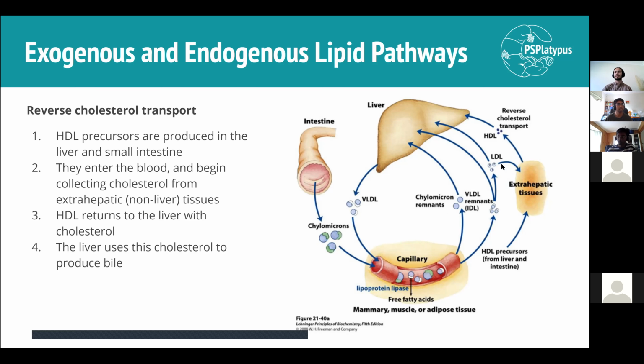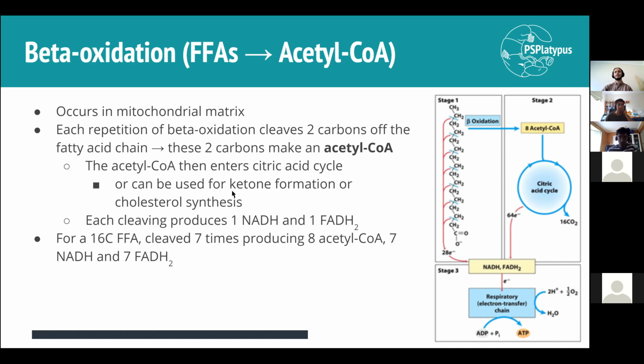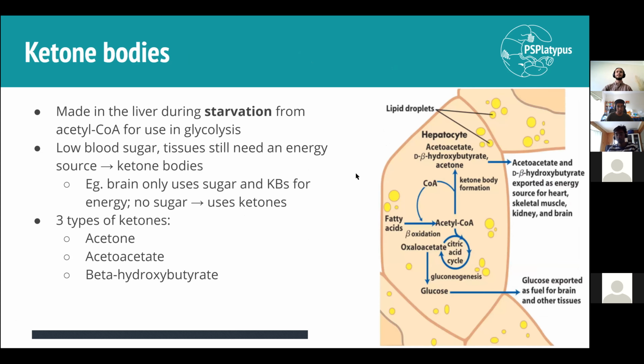So for a 16 carbon free fatty acid, you cleave it 7 times, you get 8 acetyl-CoA, because 16 cut into parts of 2 gives you 8 acetyl-CoA, and you'll also get 7 NADH and 7 FADH2. And then, of course, the acetyl-CoA can enter the citric acid cycle to produce energy, or it can be used for ketone formation or cholesterol synthesis.